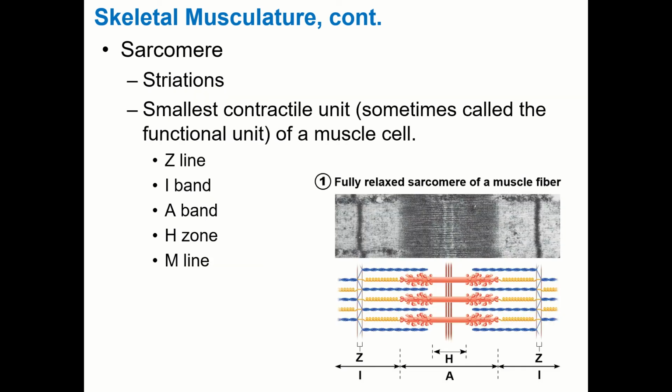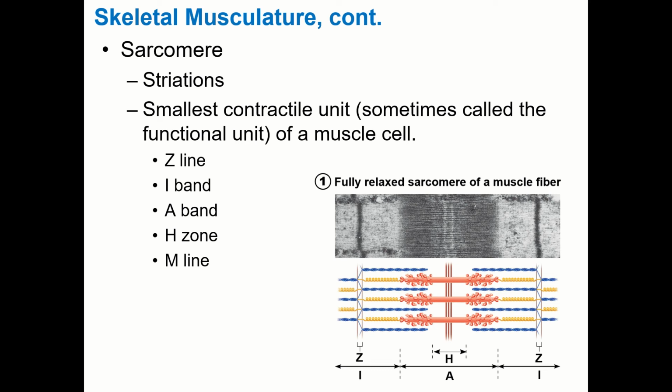Speaking of sarcomeres, as you can see there, the sarcomere is the smallest contractile unit of a muscle cell. Sometimes it's referred to as the functional unit of a muscle cell. And so the sarcomere runs from Z-line to Z-line. In individual muscle cells, you're going to see this repeating pattern of light and dark in skeletal muscle and also in cardiac muscle. But right now we're talking about skeletal muscle.